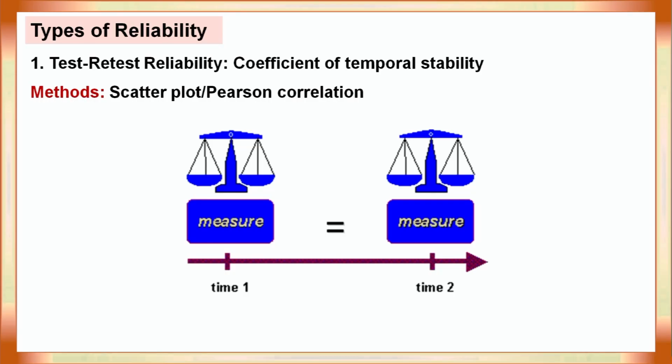That is why the coefficient you get from this type of reliability testing is also known as the temporal stability reliability, or coefficient of temporal stability. Take the example of a knowledge test. The purpose of using a knowledge test is maybe to find out the achievement of the student, or the knowledge of the student.